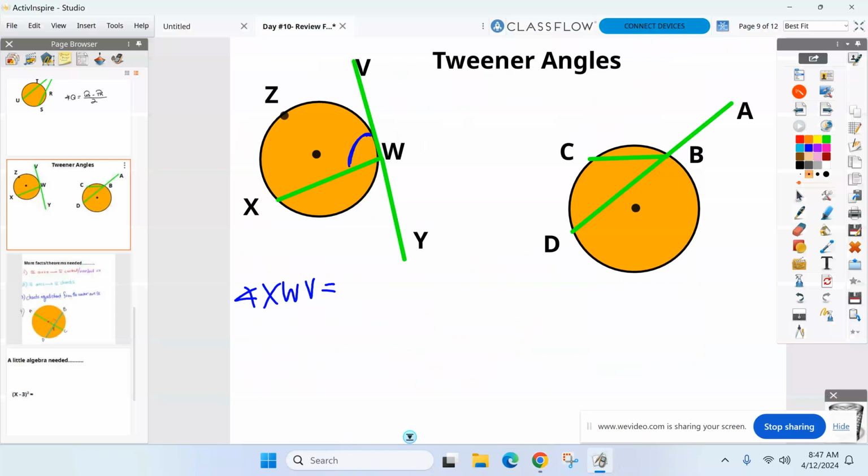Do you know this or not? What's XW? And what's VWY? Okay, everyone, before I ask Henry to finish, this is a tweener angle formed by a chord and a tangent. We have a rule for that one. Do you know it, Henry? Half the arc. Good. So I'm going to take half of arc XZW. The tweener that has a rule is an angle formed by a chord and a tangent.